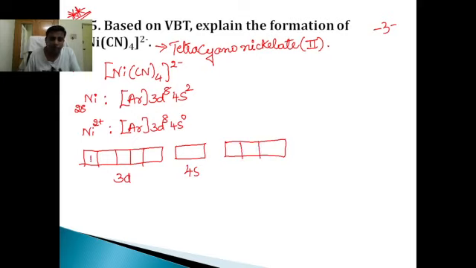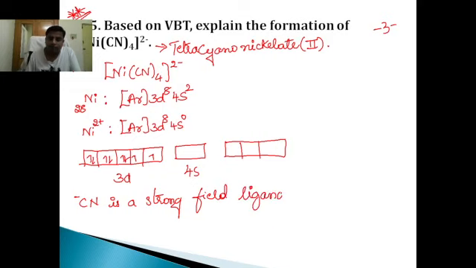Yes, 3d8: 1, 2, 3, 4, 5, 6, 7, 8. Is it correct? Yes. Now coming on to the ligand, cyanide is a strong field ligand, right? So since cyanide is a strong field ligand, electrons will pair. So now what will be the orbital electronic configuration?